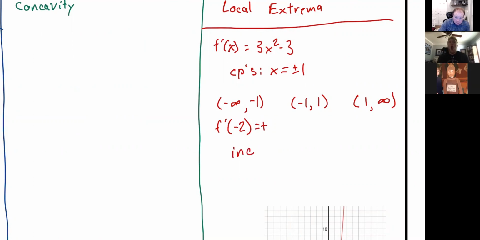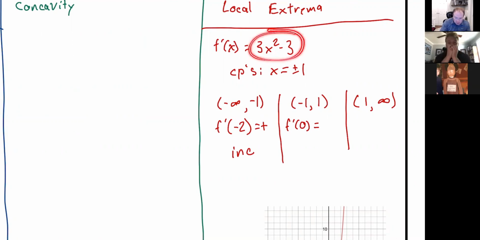So we're increasing. In the same way, if we were to plug 0 into the original derivative, not the original function, but the derivative right here, we would get a negative. We'd get minus 3. So again, I don't care how negative it is, I just know that it's decreasing. And then let's go ahead and do f prime of, let's say, 2. This is also going to be increasing.